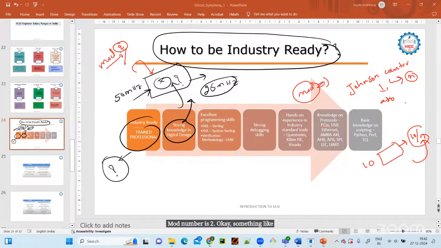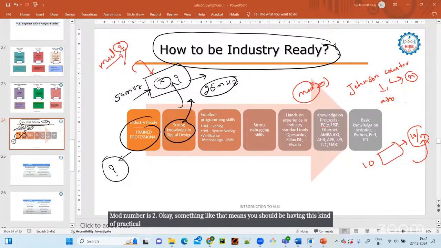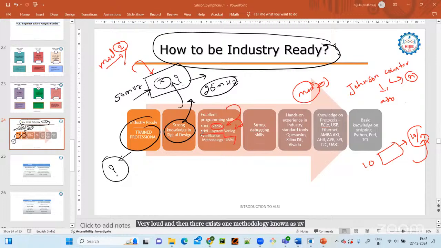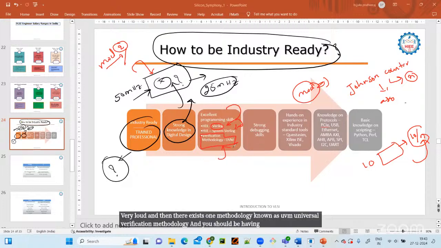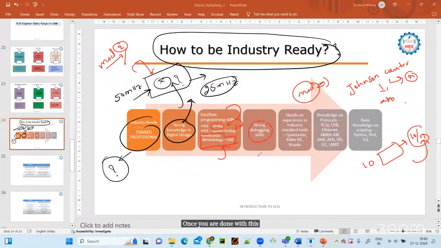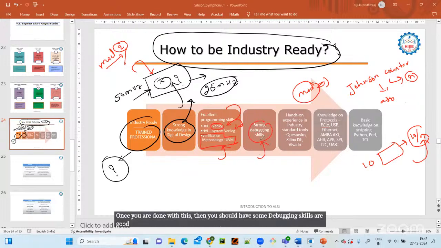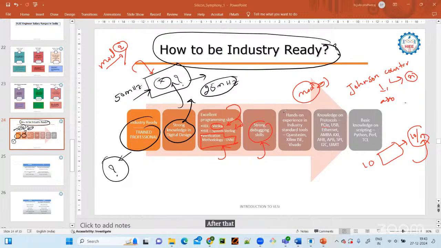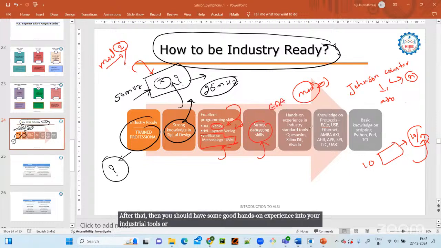Something like that. You should have this kind of practical knowledge of digital electronics. Then you should have good knowledge of programming languages like HDL, which is Verilog, and SystemVerilog, which is an enhanced version of Verilog. And there exists one methodology known as UVM, Universal Verification Methodology, and you should have very good knowledge of it. Once you are done with this, you should have debugging skills or good analytical ability. After that, you should have good hands-on experience with industrial EDA tools like Questa Sim, Xilinx Vivado or whatsoever. So you should have good hands-on experience with industry-level tools.